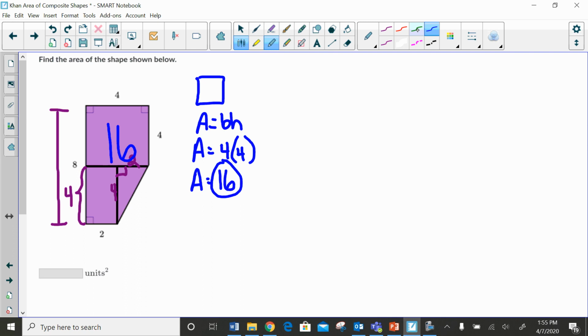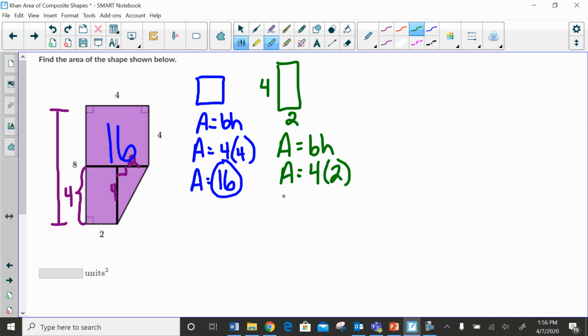All right, let's do the rectangle next. And this rectangle kind of looks like this. And just to help myself, I'm going to put my 2 here. There's my 2. And we said that this side was 4. Same formula. A equals base times height. A equals 4 times 2. And now A equals, what's 4 times 2? That's 8. So our rectangle is 8 units squared.